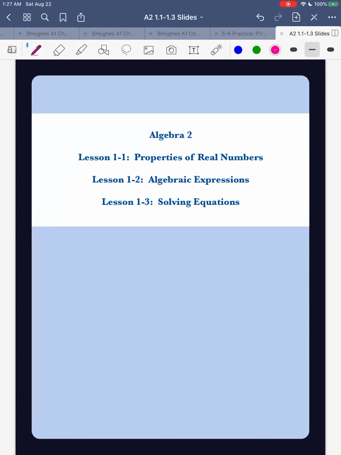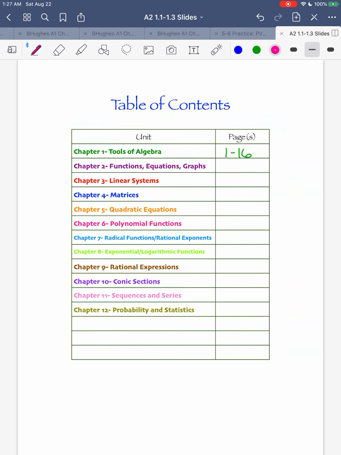So in these lessons, we are covering some basic review from Algebra 1 with a little bit more difficulty in the types of problems. So we're going to first talk about properties of numbers, and then we're going to talk about algebraic expressions, and then solving equations.